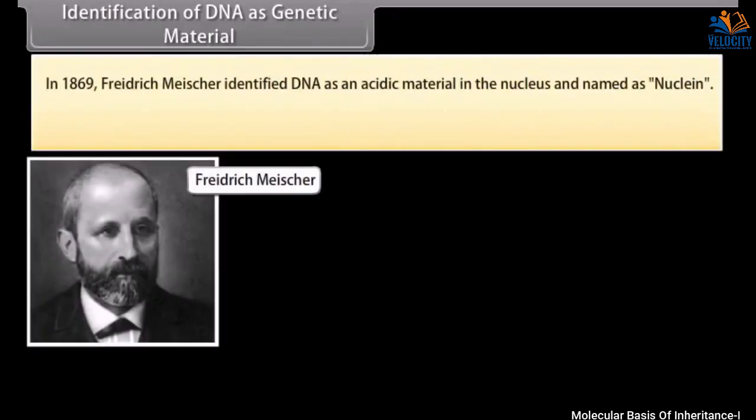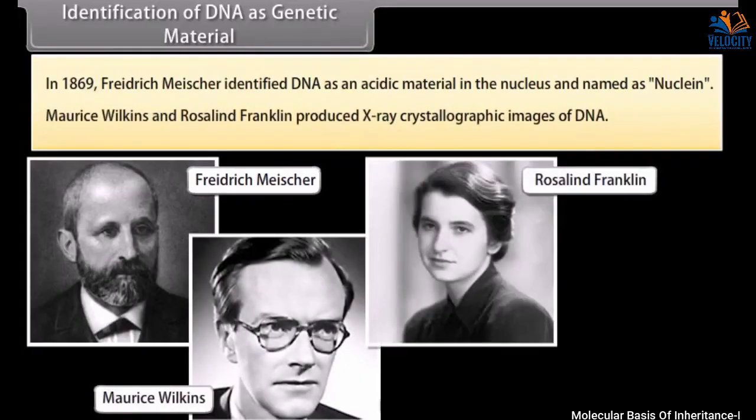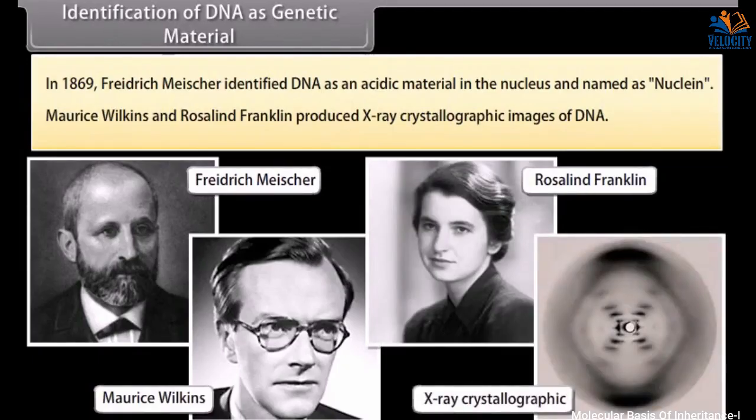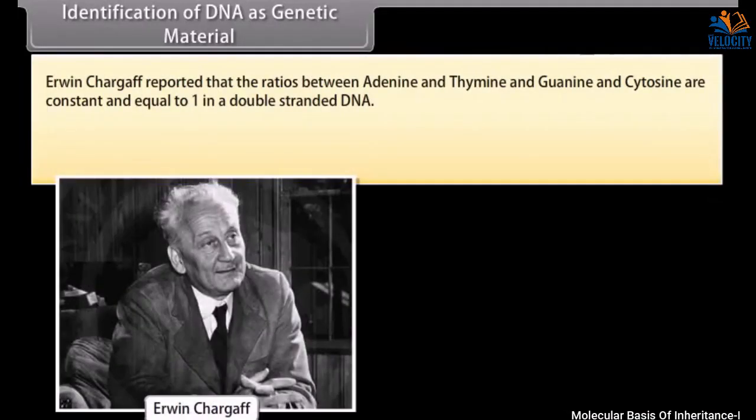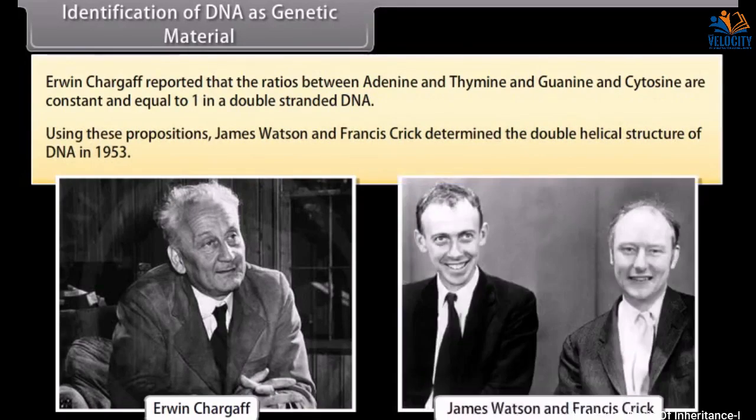Identification of DNA as genetic material. In 1869, Frederick Miescher identified DNA as an acidic material in the nucleus and named it nuclein. Maurice Wilkins and Rosalind Franklin produced X-ray crystallographic images of DNA. Erwin Chargaff reported that the ratio between adenine and thymine and guanine and cytosine are constant and equal to 1 in a double-stranded DNA. Using these propositions, James Watson and Francis Crick determined the double helical structure of DNA in 1953.